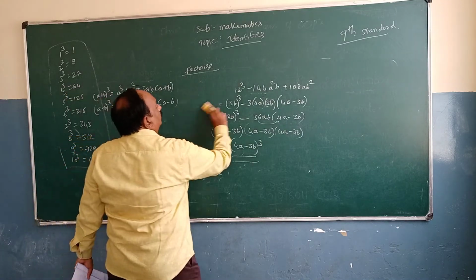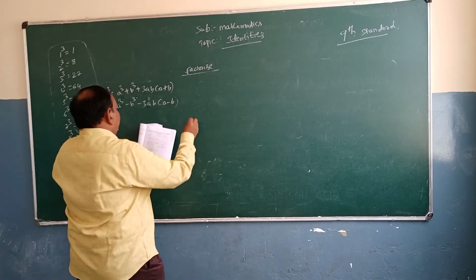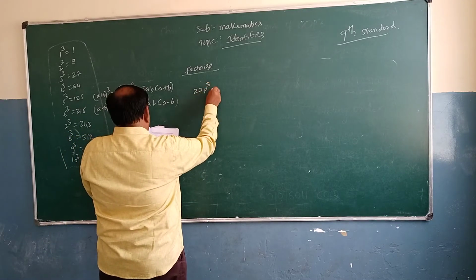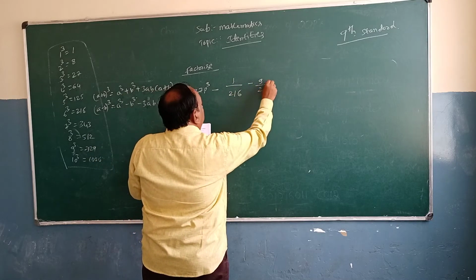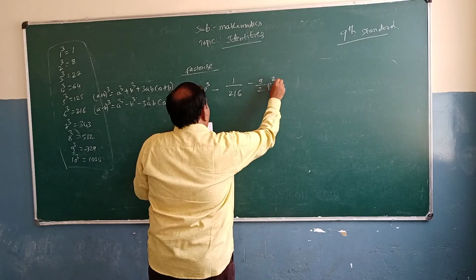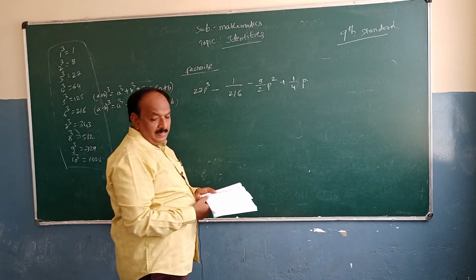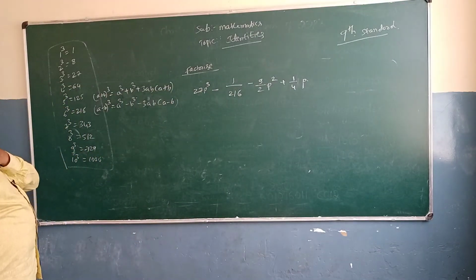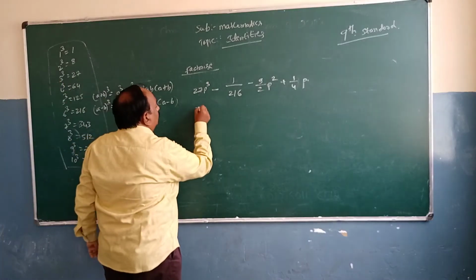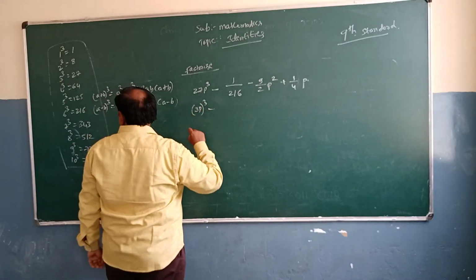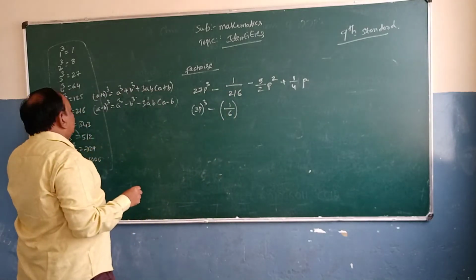We'll pass on to next problem. 27p cube minus 1 over 216 minus 9 by 2 p square plus 1 by 4p. This is also very easy problem. You know the cube root of 27 is 3p whole cube, minus 1 over 216. The cube root of 216 is 6.